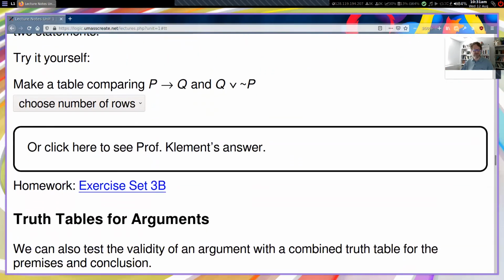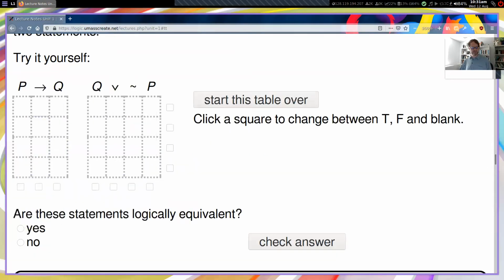Let's do another one. So P arrow Q and Q or P, not P. Do those mean the same thing? We're going to do a table to find out. Now we're going to count how many different letters there are. There are two letters, P and Q. So we need 4 rows again. Take the first half true, second half false. True, false, true, false, true, false, true, false.